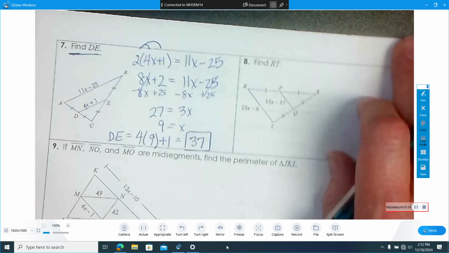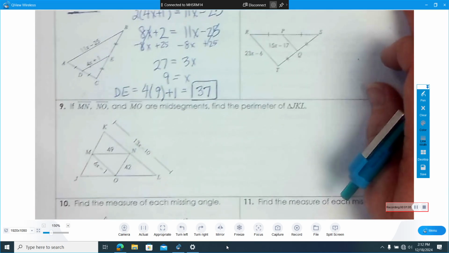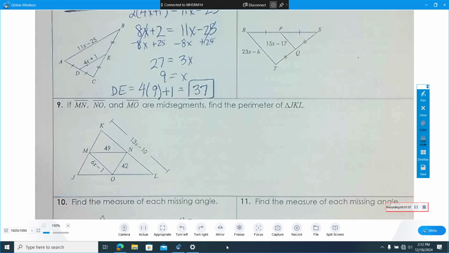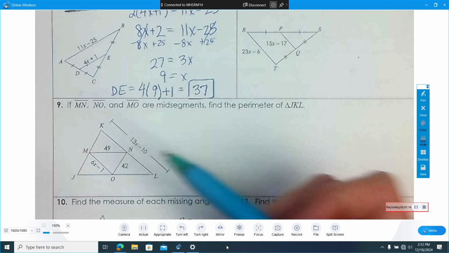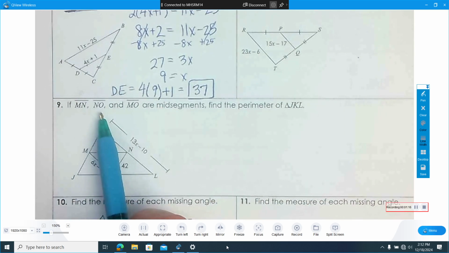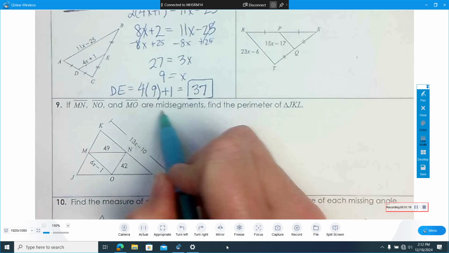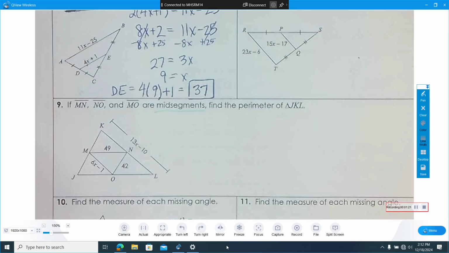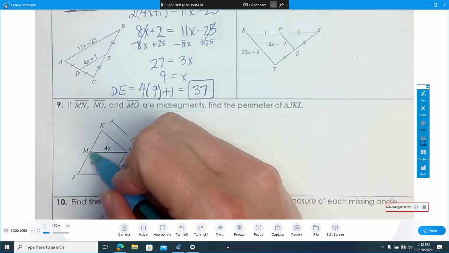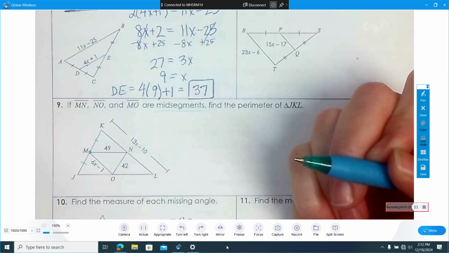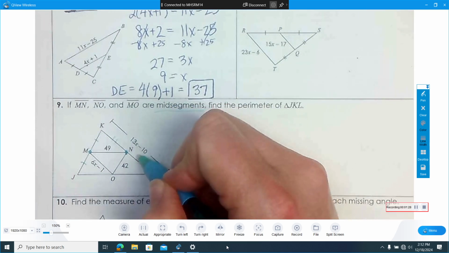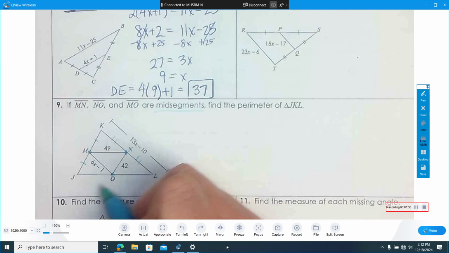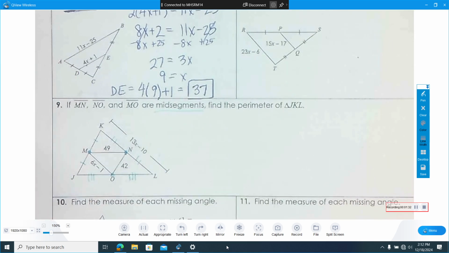Well, I'll give it to you after notes, so you can totally copy down after notes. All right, so number 9, here's where we're going to start, reviewing a little bit of what we had yesterday. It says MN, NO, and segment MO are midsegments. And if they are midsegments, then M must be a midpoint, N must be a midpoint, and O must be a midpoint to be midsegments.